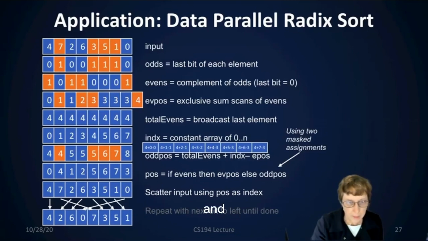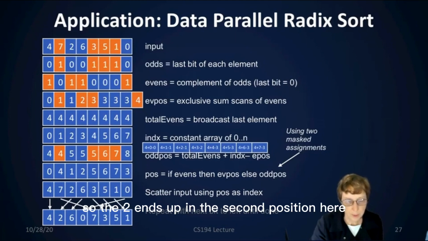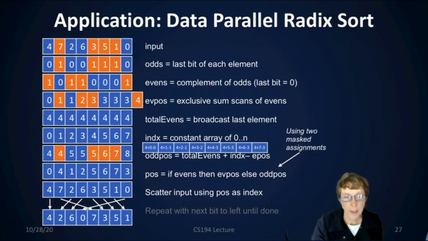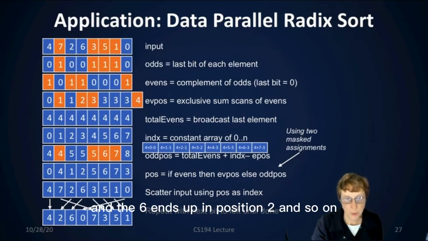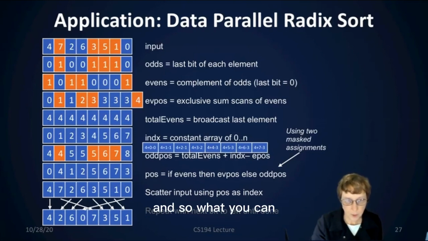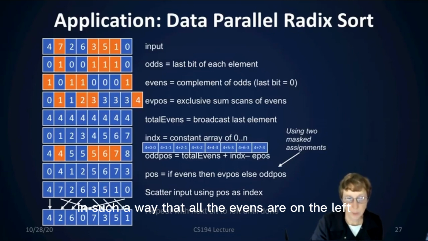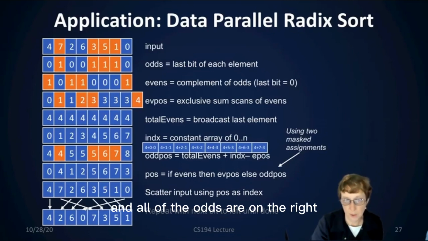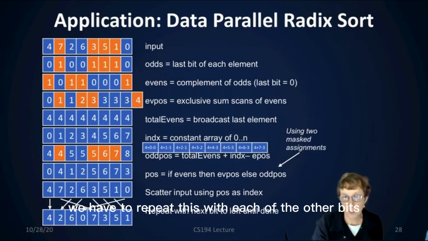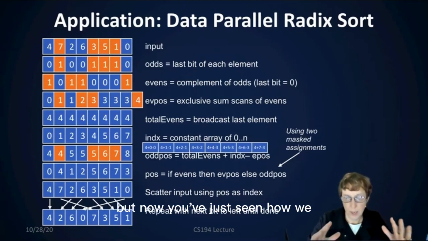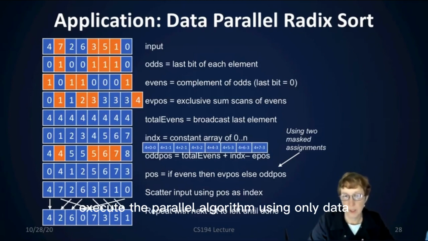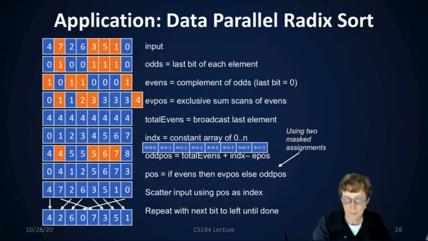And so the 2 ends up in the second position, position 1, and the 6 ends up in position 2, and so on. And so what you can see in this output is that we've indeed sorted it in such a way that all the evens are on the left and all of the odds are on the right. And now, in order to actually do radix sort, we have to repeat this with each of the other bits, just as we did in the sequential algorithm. But now you've just seen how we execute the parallel algorithm using only data parallel operations. Any questions?